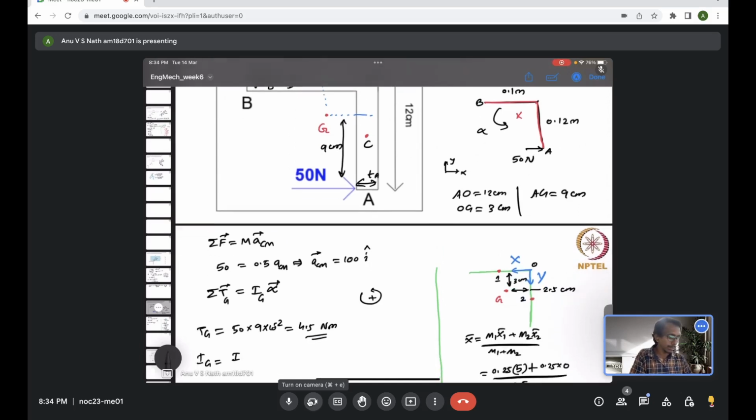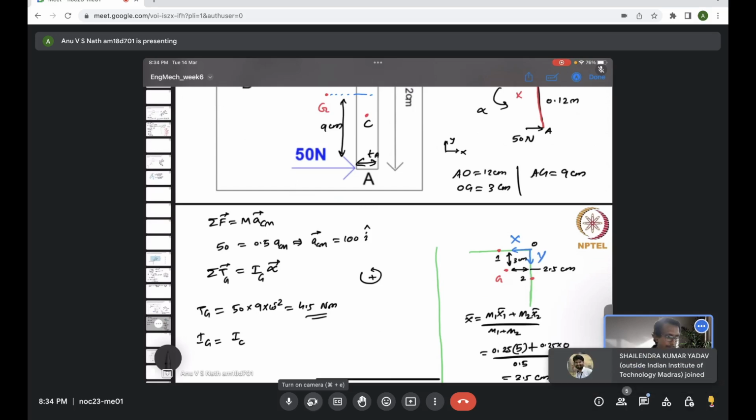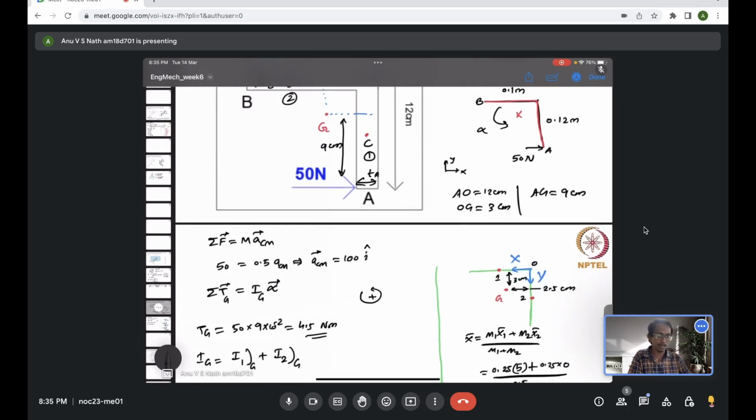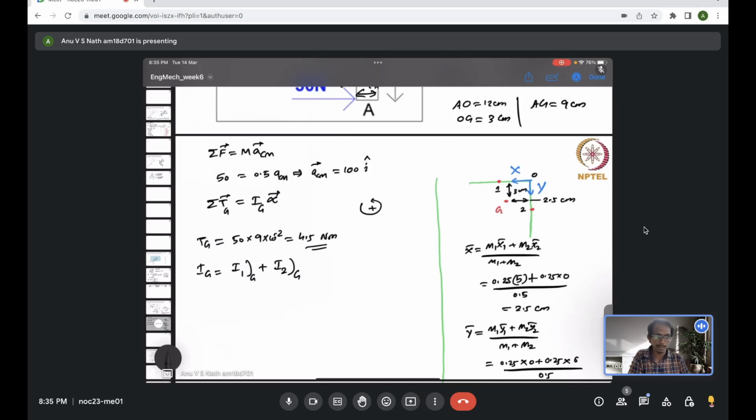So the moment of inertia about G comes from the contribution of each of the rods. First of all, the moment of inertia of the first body about G, and the moment of inertia of the second body about the center of mass. What I call the first body and second body are the two arms. Both will have a contribution. Because they are just rods, we can directly add them. The extent of the bodies doesn't matter, only their length matters.